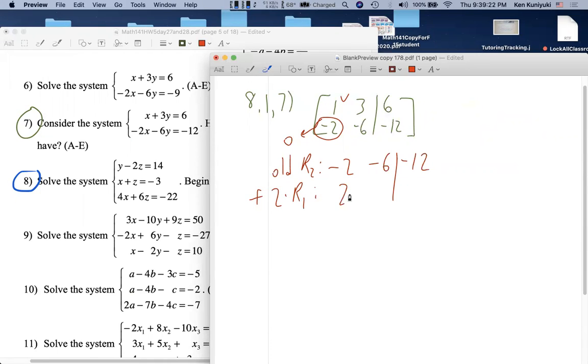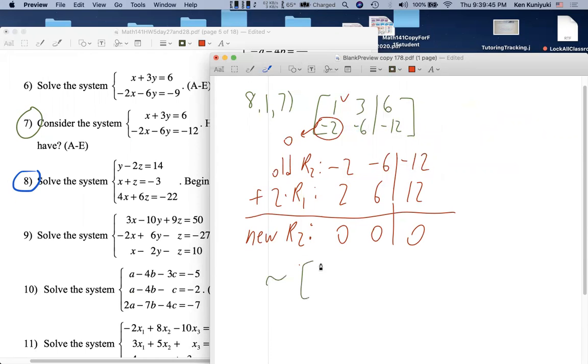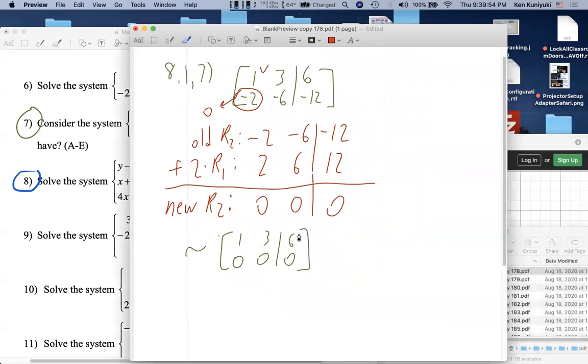2 times 1 is 2. 2 times 3 is 6. 2 times 6 is 12. And lo and behold, when we get our new row 2, check this out: 0, 0, 0. So the new row equivalent matrix looks like this: 1, 3, 6, 0, 0, 0. And in fact, that is in row echelon form.